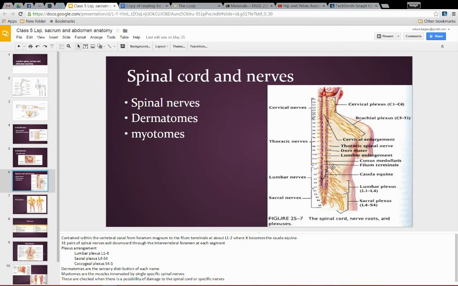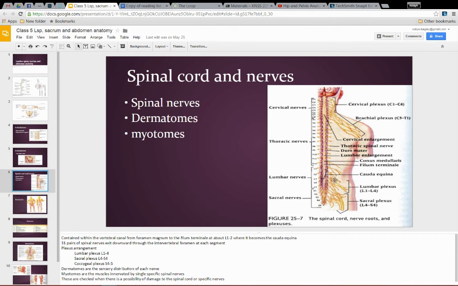Okay? The plexuses that we're going to have at the bottom here, we have a lumbar plexus, which is L1 through L4. We have a sacral plexus, which is L4 through S4. And then we have a coccygeal plexus, which is the bottom two, S4 and S5. Okay?